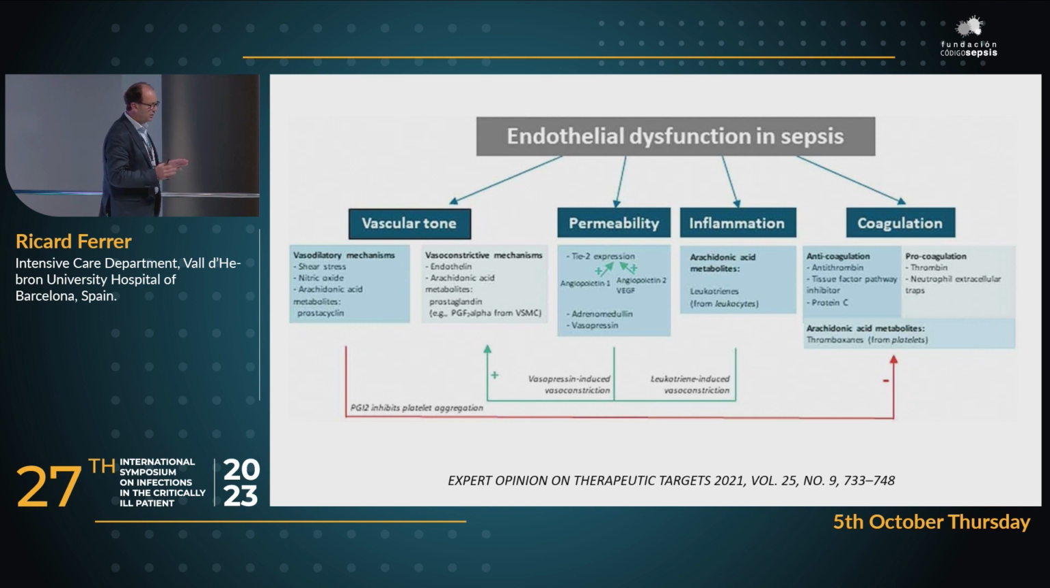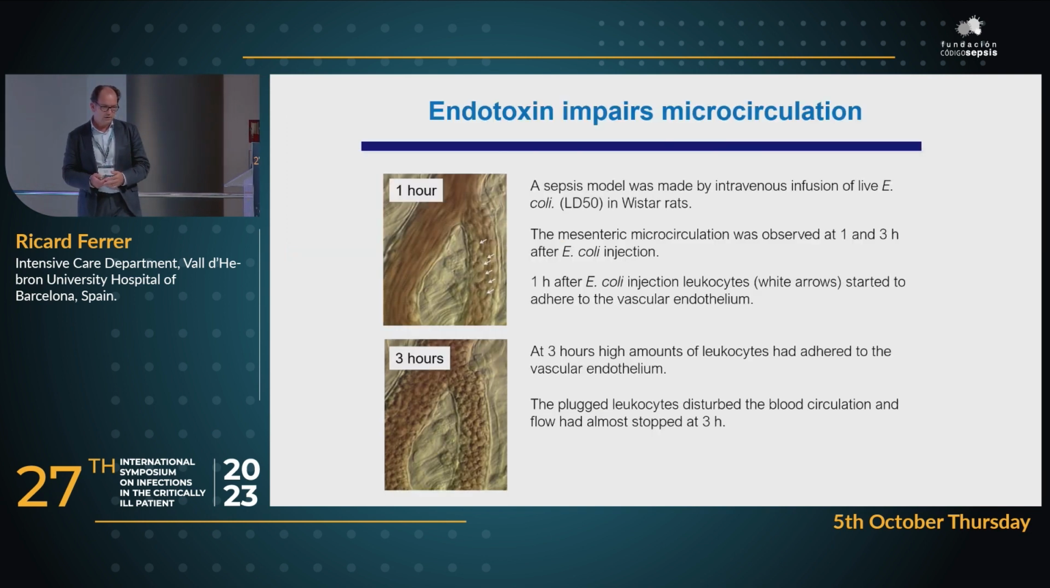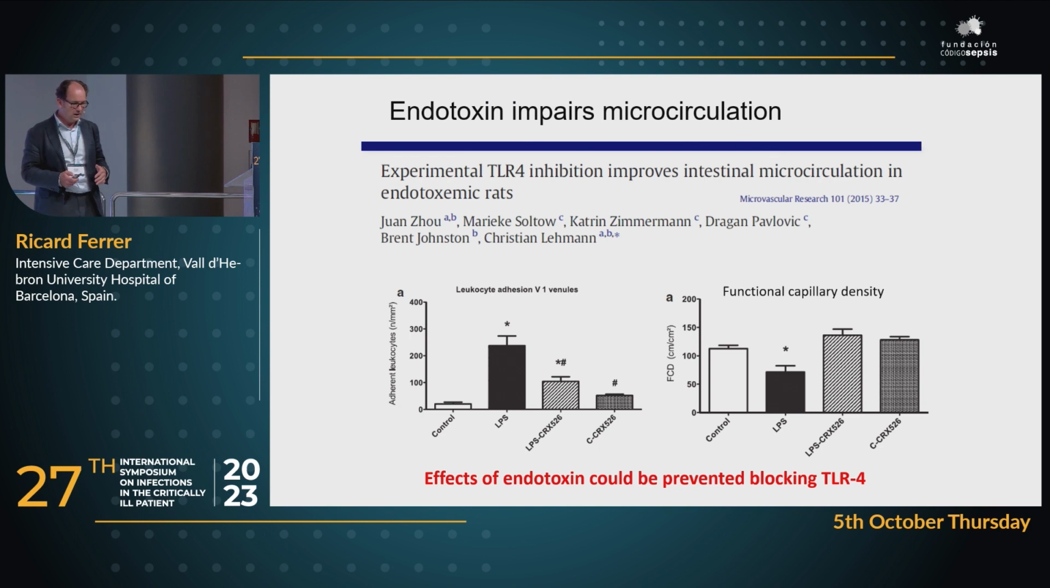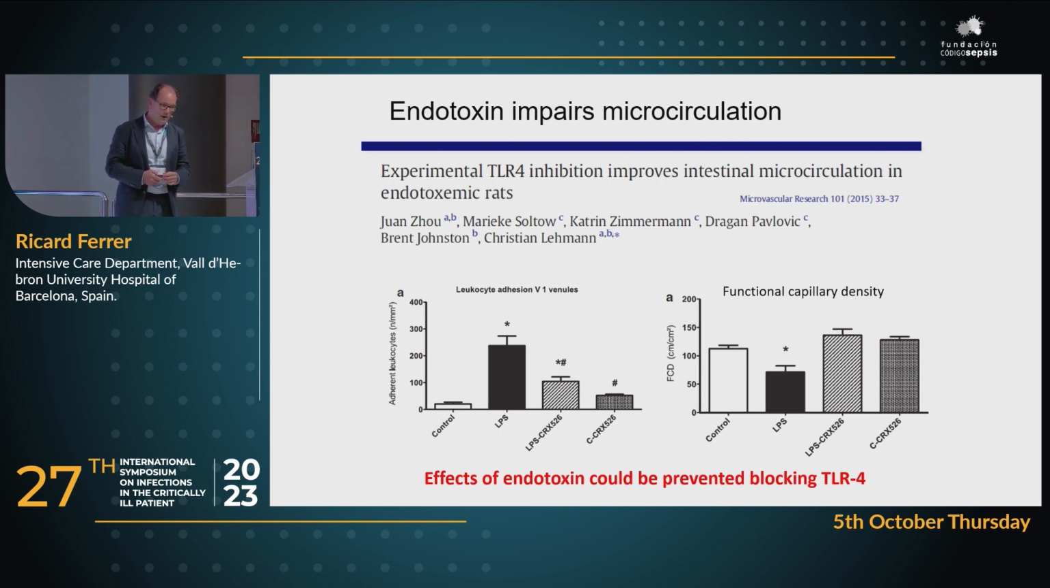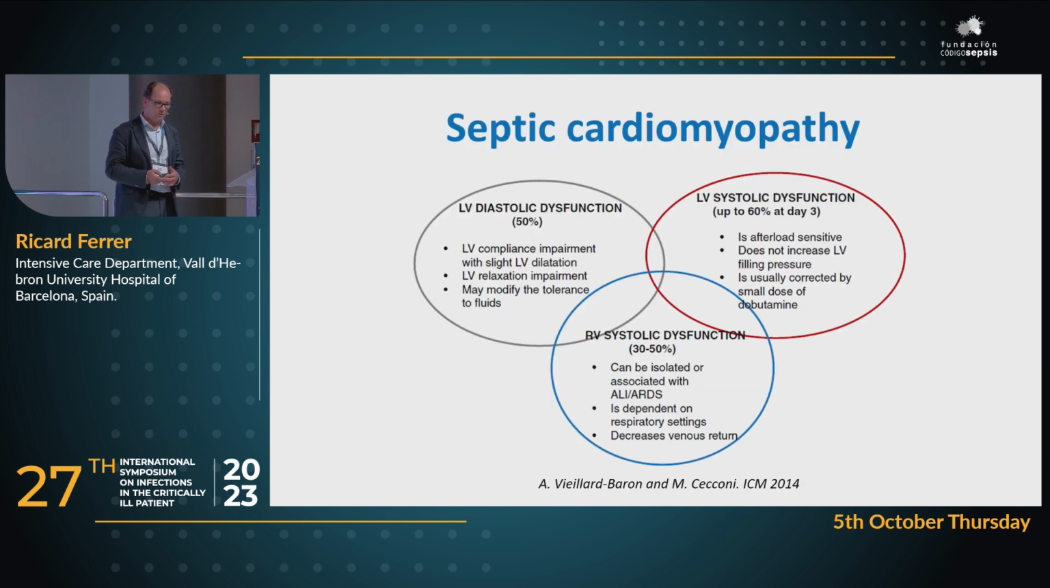So you know that the endothelium is one of the targets. It's one of the main, let's say, organs that are affected during sepsis, and endotoxin alone, injection of endotoxin in these mice, produces endothelial damage. And this endothelial damage and alteration in the microcirculation can be blocked if you are able to block toll-like receptor 4. So there is a direct effect of endotoxin in the microcirculation.